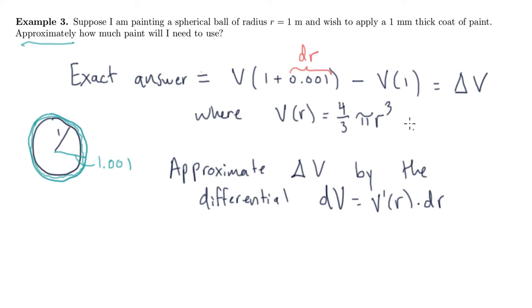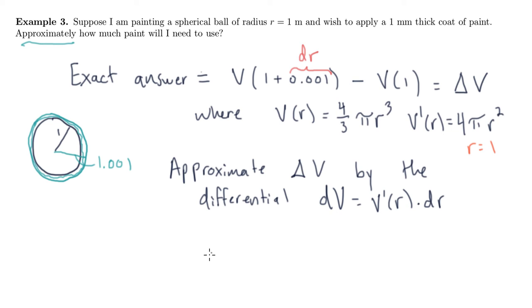And we can also figure out what V prime of r is. Well, just take the derivative. We get 4 pi r squared. And of course, we're interested when r is equal to 1. So we start at r equals 1. R changes by dr, which is 0.001, 1 millimeter. And this is the approximation to the absolute change.